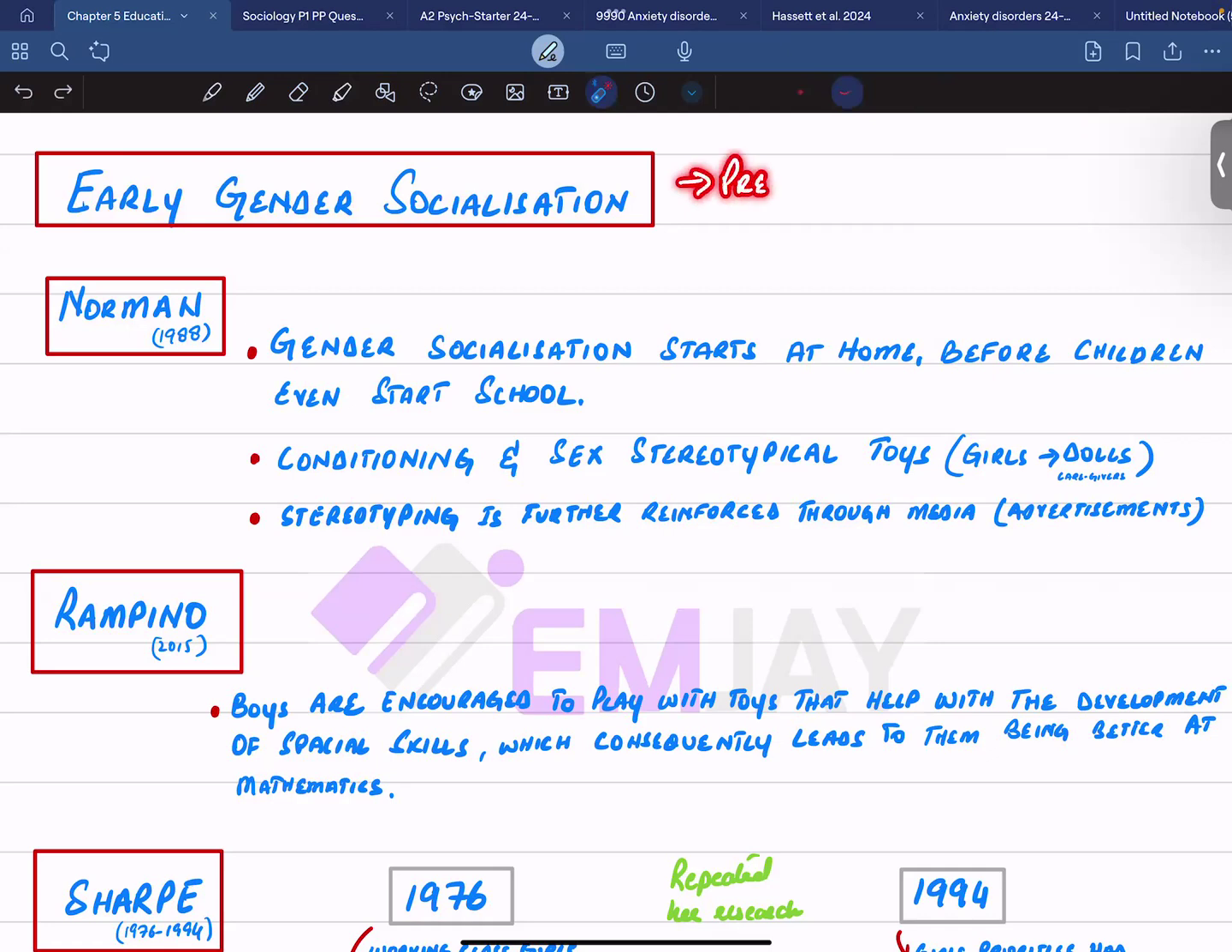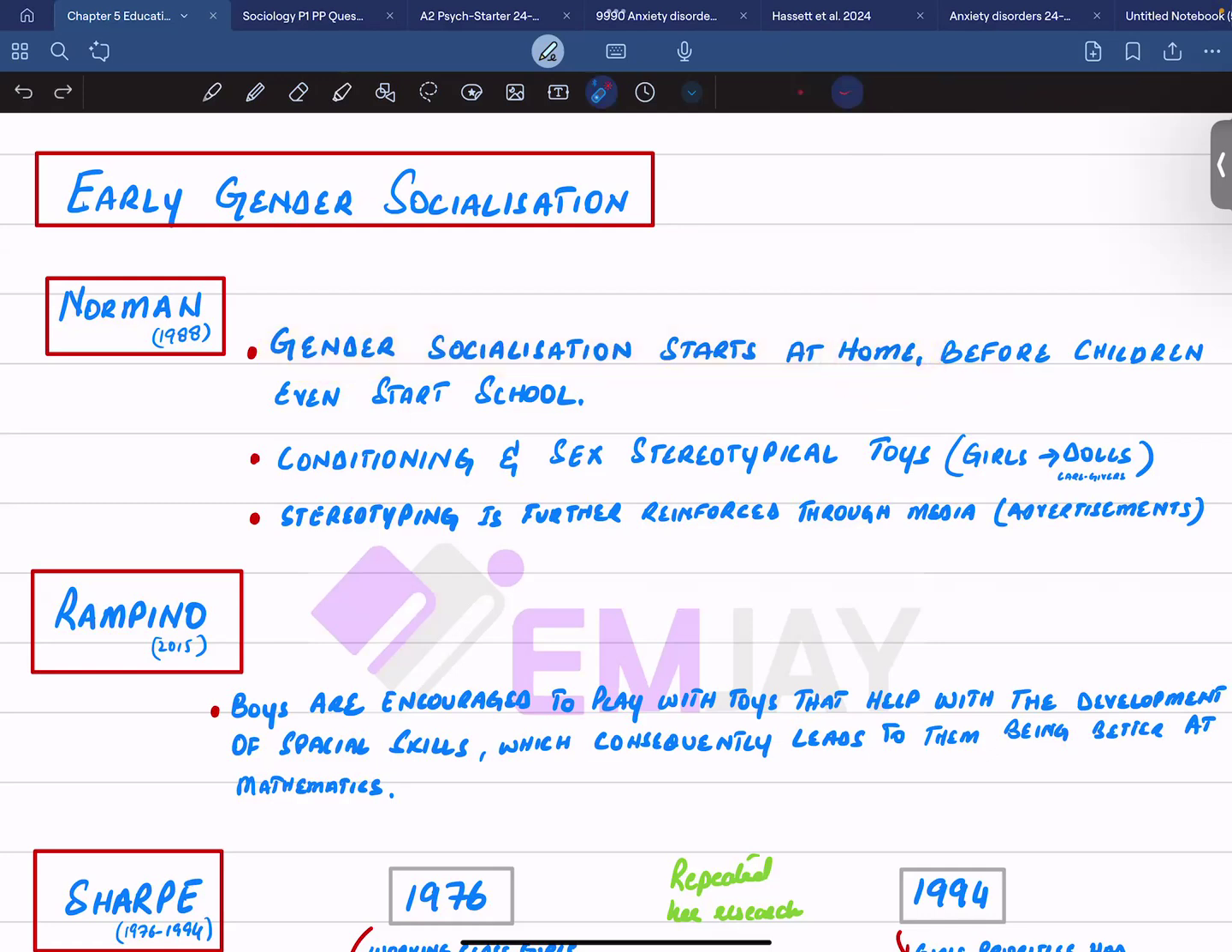Even before a child starts school, there's this gender socialization process that starts, which consequently affects the educational experiences of individuals. There was a study that was conducted by Fiona Norman. Norman conducted research in 1988, and according to Fiona Norman, gender socialization starts at home. The keyword over here is home, before children even start going to school.